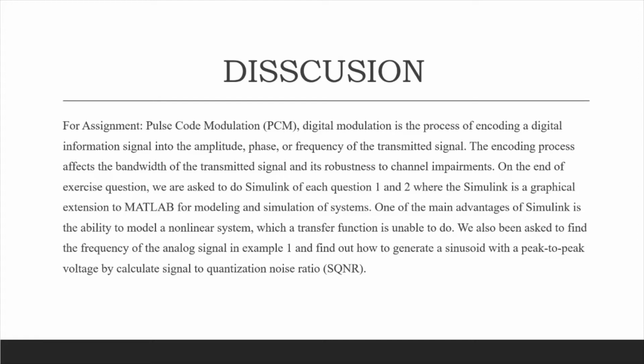At the end of the exercise questions, we are asked to do simulation for each of questions 1 and 2, where Simulink is a graphical extension to MATLAB for modeling and simulation of systems. One of the main advantages of Simulink is the ability to model a nonlinear system, which a transfer function is unable to do. It also provides an interactive graphical environment for modeling, simulating, and analyzing dynamic systems. It enables rapid construction of visual prototypes to explore design concepts at any level of detail with minimal effort.